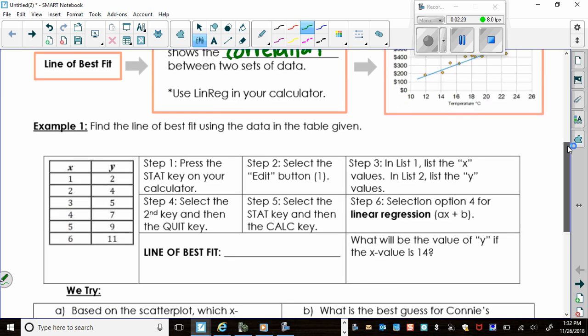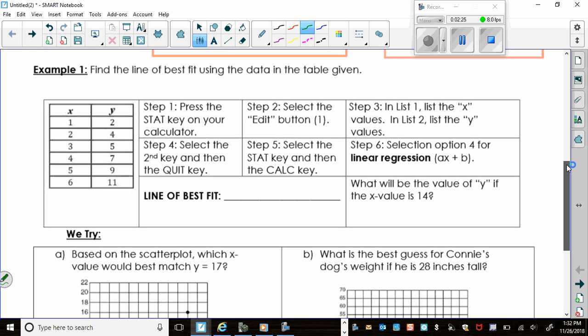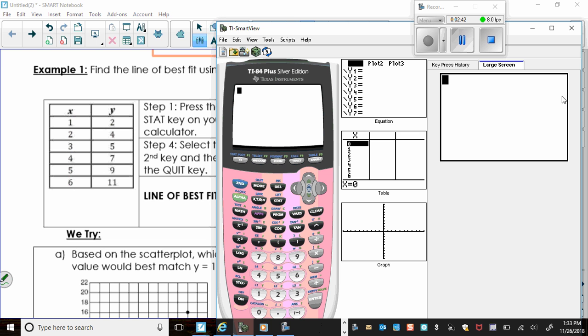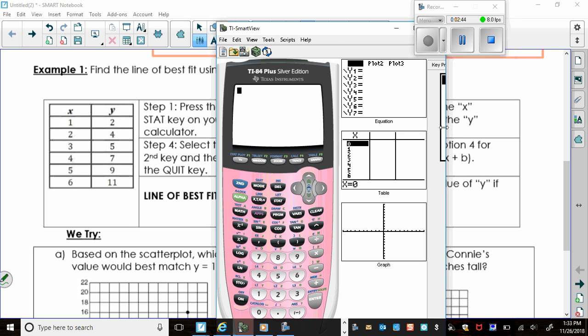Let's look here. Number 1. You're going to find the line of best fit using the data in the table below. So you notice how there is this table here. We're actually going to be plugging that into our equation. Now all of these steps are given to you right here, but I'm actually going to pull up my calculator and show you those steps as we go along. So let me make this smaller.